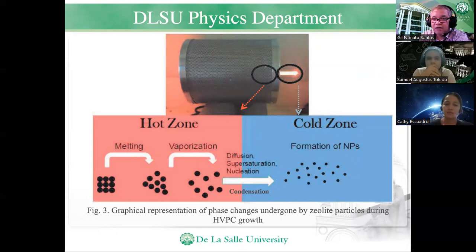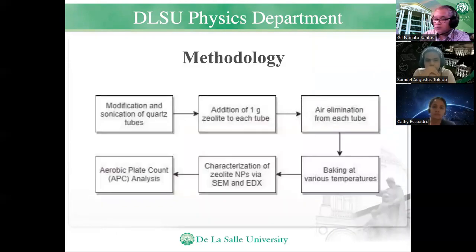So that will be our process when we produce the zeolite nanoparticle. We sonicate the quartz tube. We add 1 gram of zeolite to each tube. Indeed, that's many. Then we evacuate each tube and bake it at various temperatures. We characterize and count the aerobic plate.